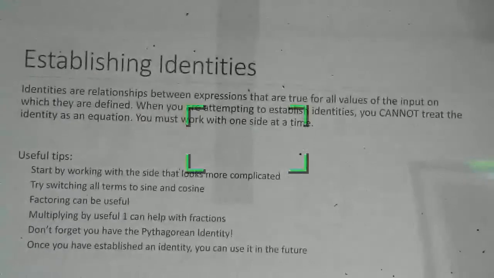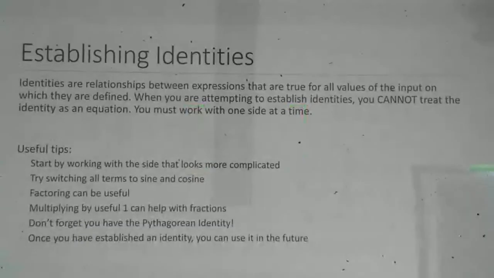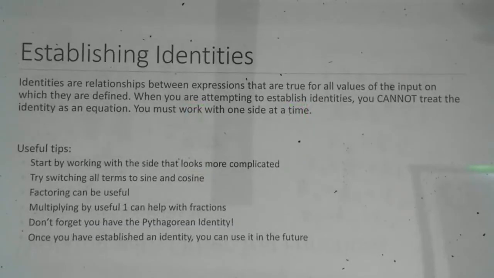Now what we're going to do next is something that people typically either really, really like or really, really don't like. And it's going to be establishing identities. Now with establishing identities, we're going to prove that some sort of relationship is true. So identities are relationships between expressions that are true for all values of the input on which they are defined. When you are attempting to establish identities, you cannot treat the identity as an equation, meaning you can't add the same thing to both sides, you can't multiply the same thing to both sides.